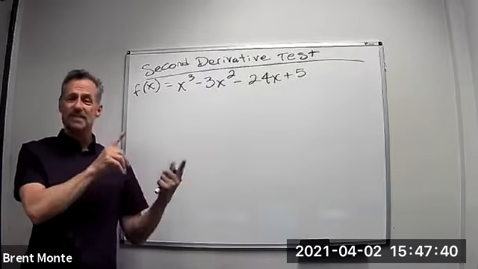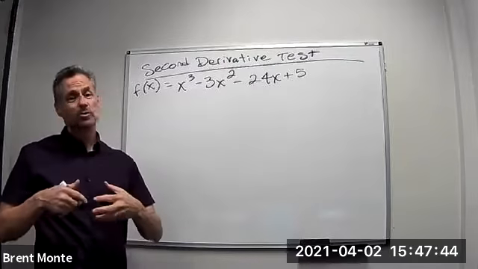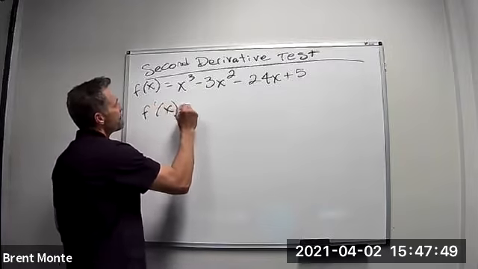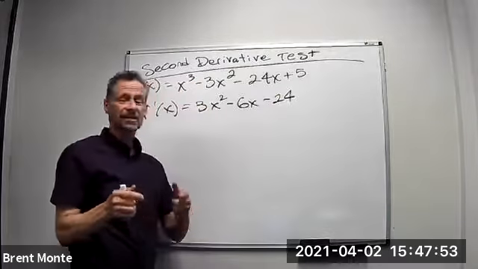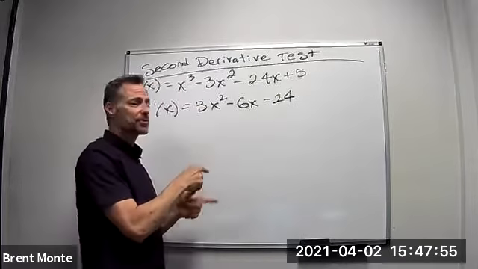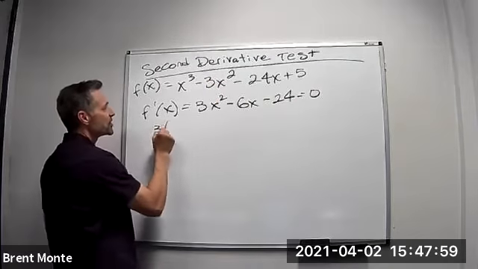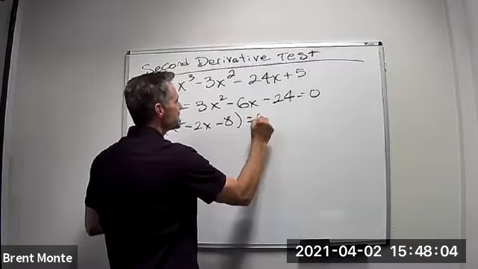Let's talk about how to use the second derivative test to find relative max and mins. So the first thing we do is we need to find the critical values. So remember, we take the first derivative, 3x squared minus 6x minus 24, and to find the critical values, we set that equal to 0 and solve. So let's set that equal to 0. We'll solve it. I'll factor out a 3. We get x squared minus 2x minus 8 equals 0.